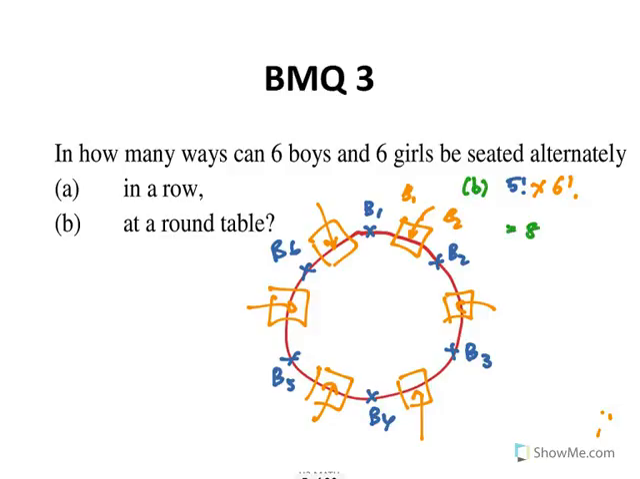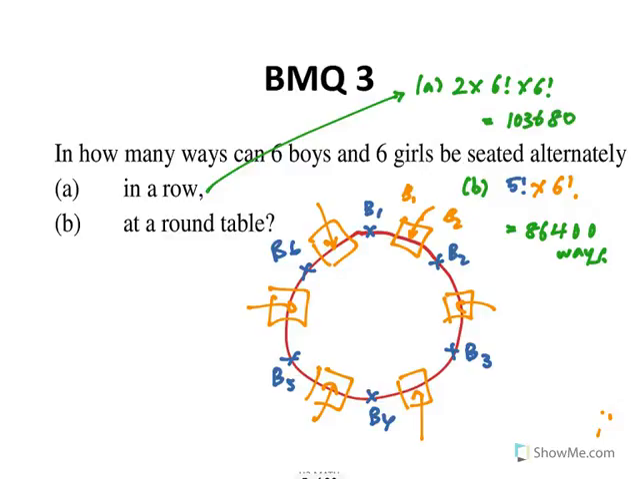and the answer for part B turns out to be 86400 ways. And for part A, recall it's just 2 times 6 factorial times 6 factorial, which is 1036800 ways.